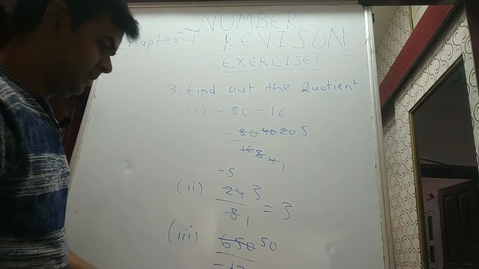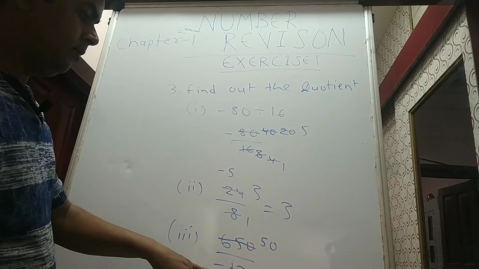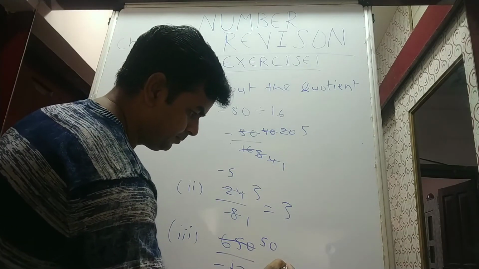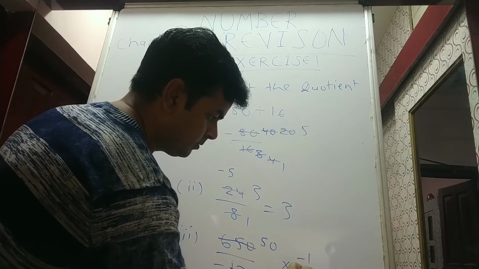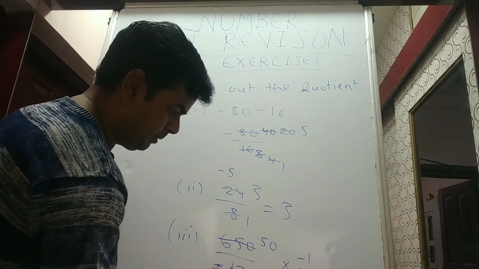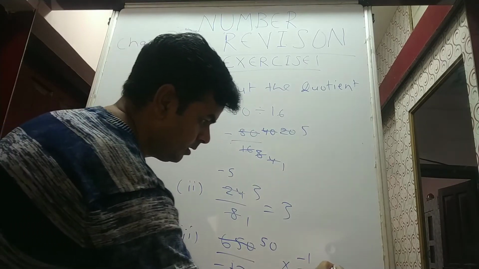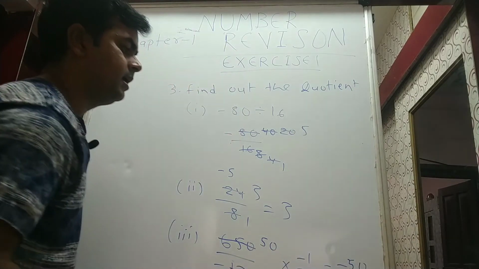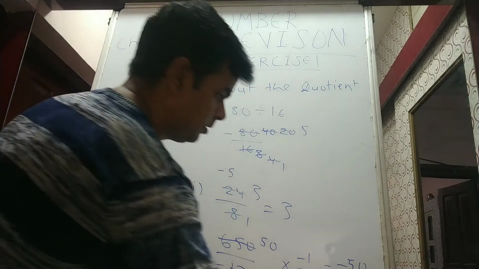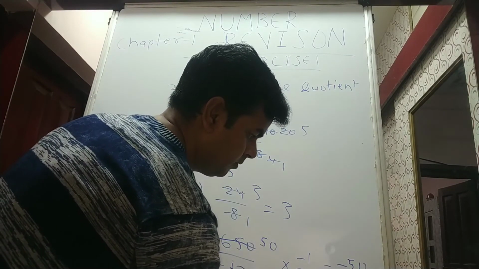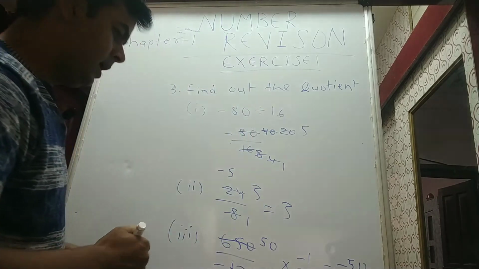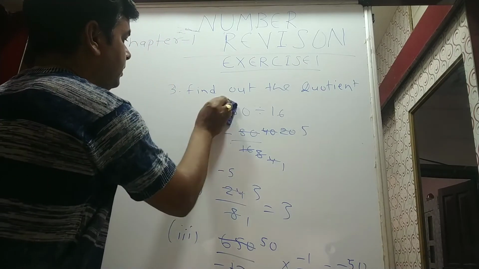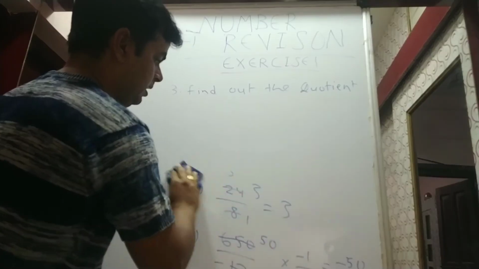But what about the sign? If there is a negative sign in the denominator, what you can do is multiply this with minus 1 and minus 1. This minus and this minus become plus, and the numerator becomes minus. So that will be the answer. This will be upon 1, so we need not write upon 1. So this will be the answer: minus 50.